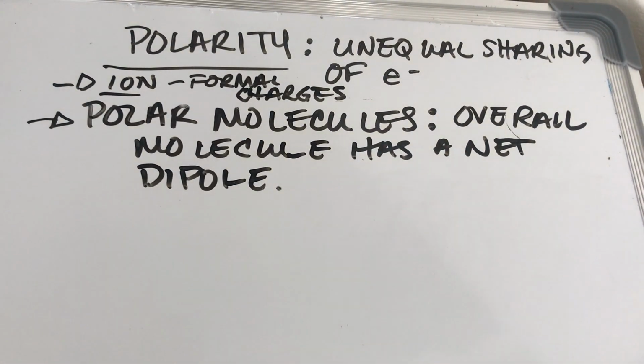Okay? And we've already talked about that at length. So if you have a formal charge, you're dealing with an ion. If you do not have a formal charge, then you're probably dealing with either a polar molecule or a non-polar molecule. Okay?